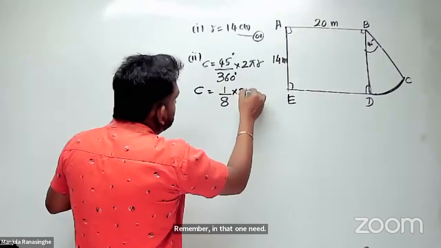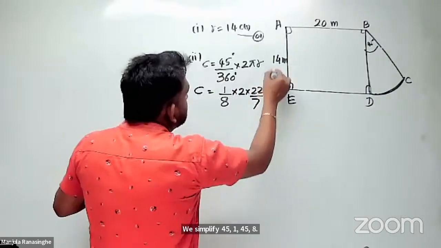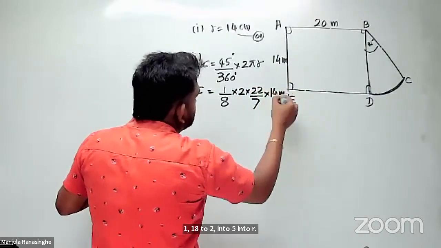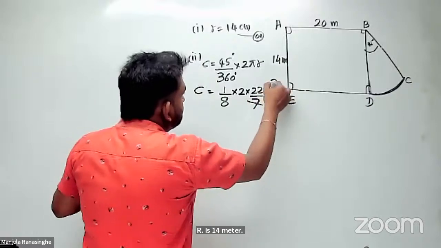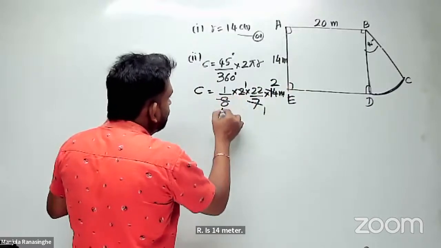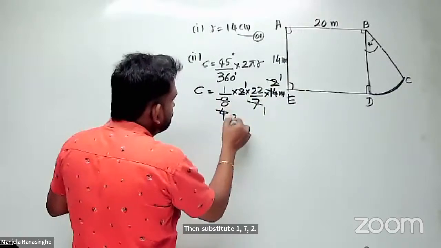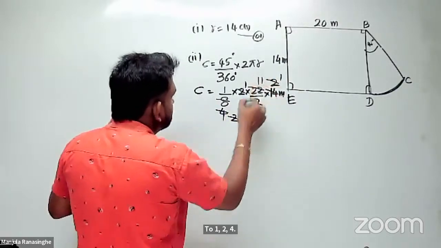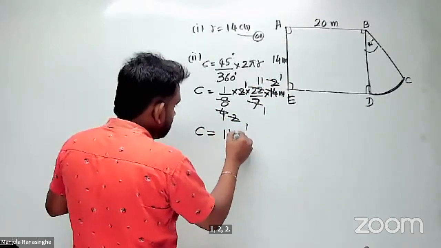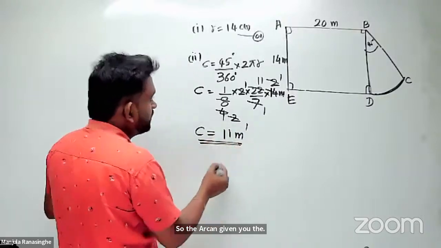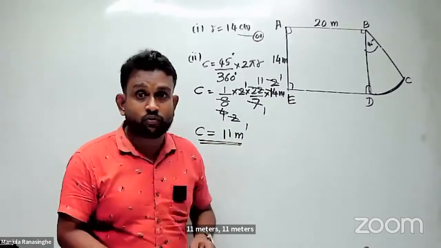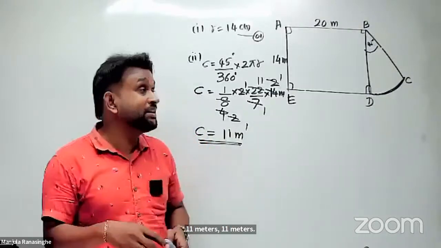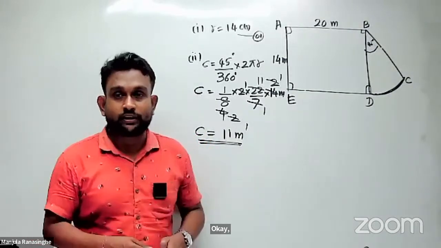1/8 into 2 into 5 into R. R is 14 meters. Then substituting and simplifying, the arc length comes to 11 meters. Then 45 upon 360 into 25 hours. That's the arc length given.